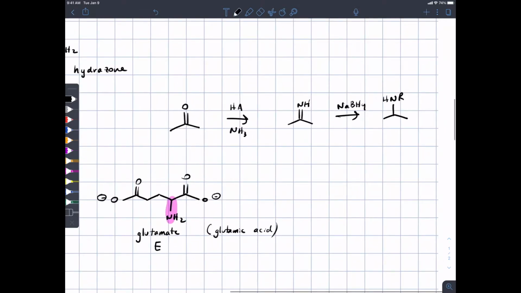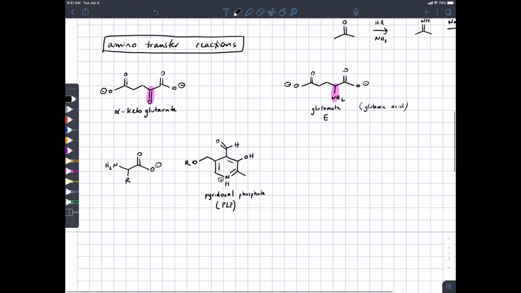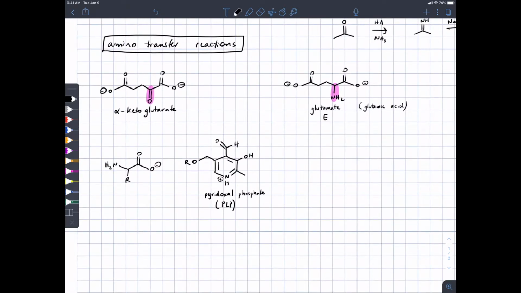So what's the problem with ammonia? And the answer is it's toxic and it will kill you, right? If you've ever smelled household ammonia cleaning, it's really sort of repugnant to your nostrils and you don't want to have that around. So this is a safe way of transferring amino groups.